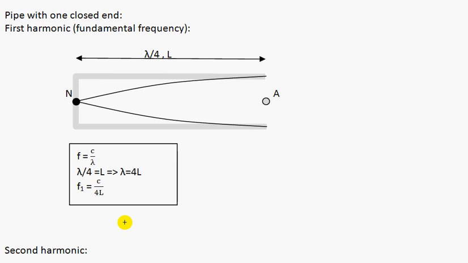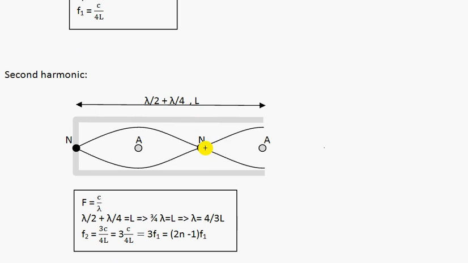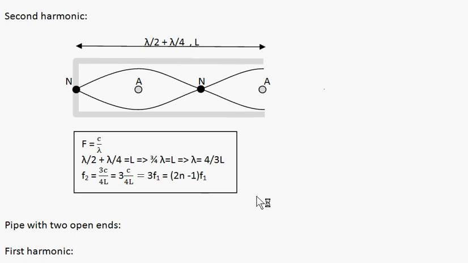Second harmonic. For the second harmonic we should put an antinode somewhere, and everything should be symmetrical. So antinode here. As a result, node here, antinode, antinode. Lambda over 2 and lambda over 4 equals L. So lambda equals 4/3 L. We get the second harmonic. It is the formula with 2n minus 1. If we continue, we'll understand it.